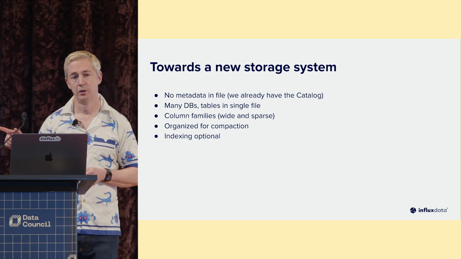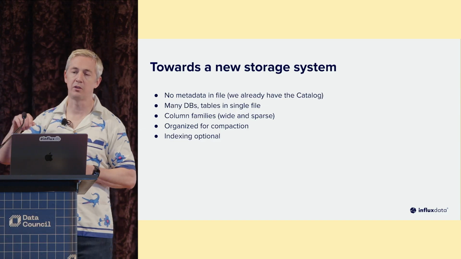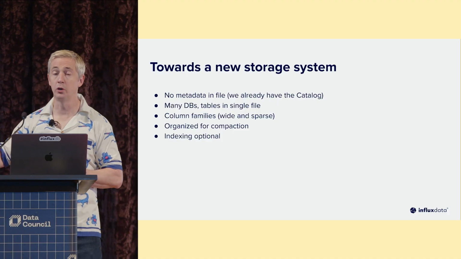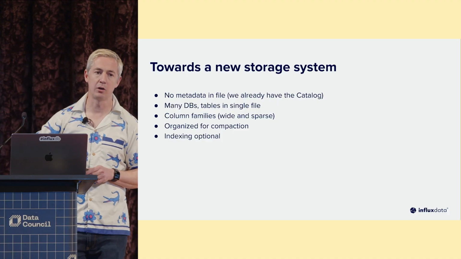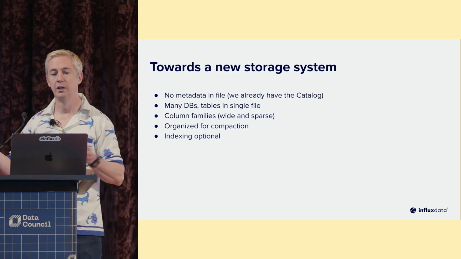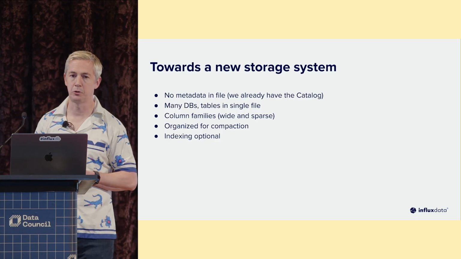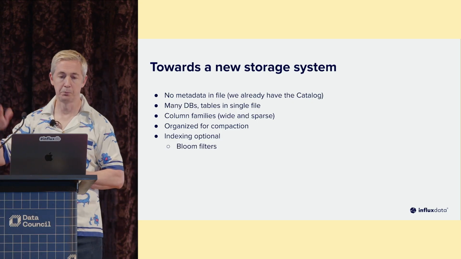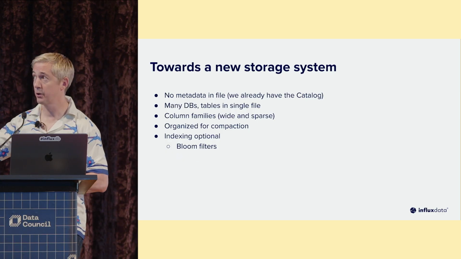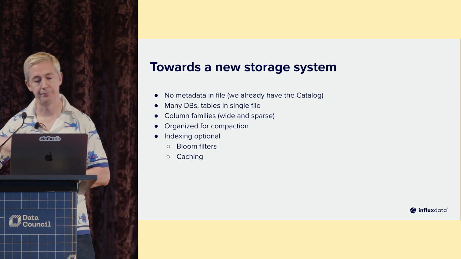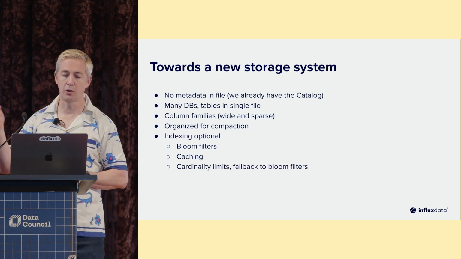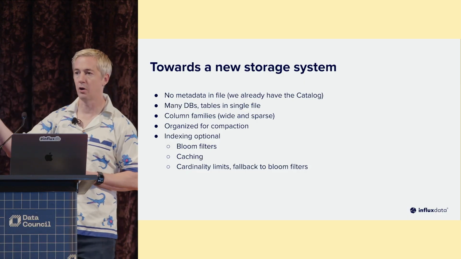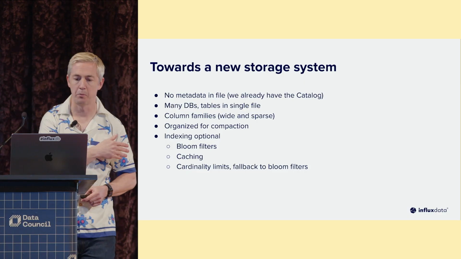Indexing is optional. We want to have indexing, but in InfluxDB 1 and 2, indexing was an all-in approach. You couldn't opt out of it. If you had high cardinality data, everything would fall over and explode. So making different indexing pieces optional and still figuring out how to store and work with high cardinality data is critical. So Bloom filters, using those extensively, which I know are in Parquet, obviously. But also caching of different kinds, and cardinality limits. So basically we are going to index something, but once we see it get past a certain cardinality, we stop indexing and fall back to Bloom filters.